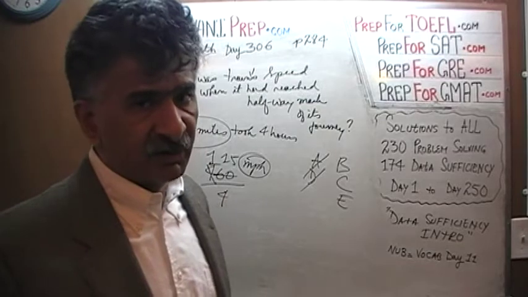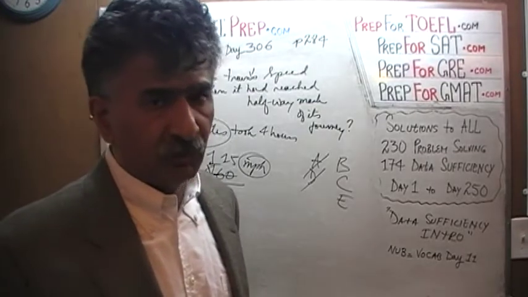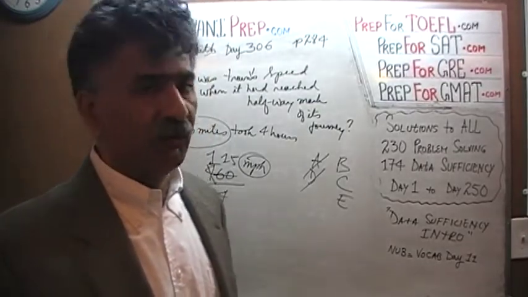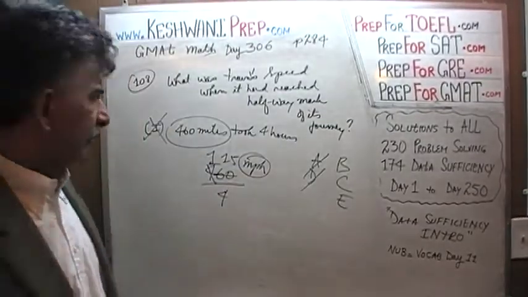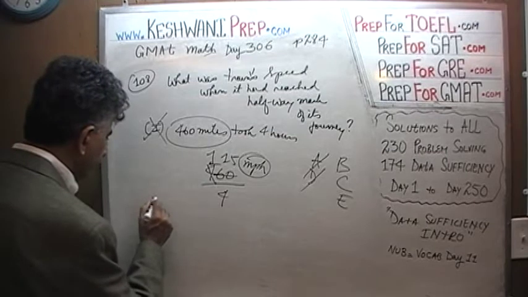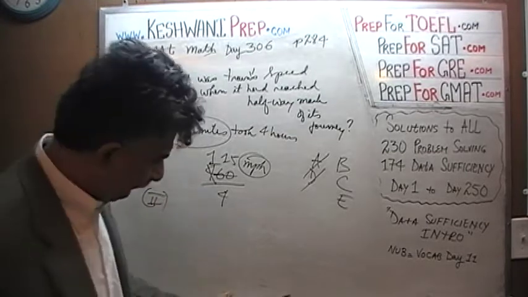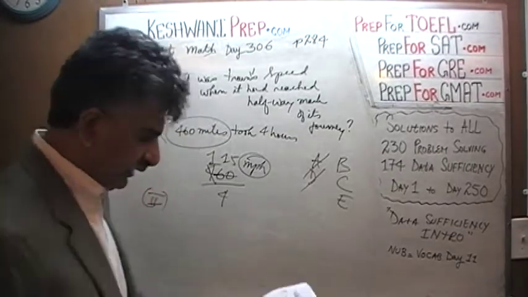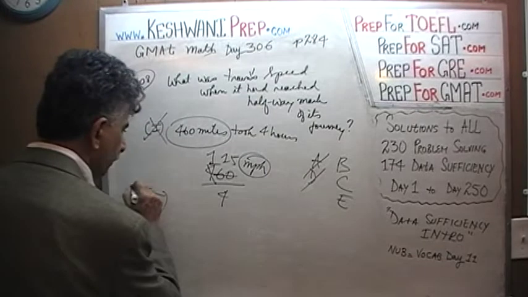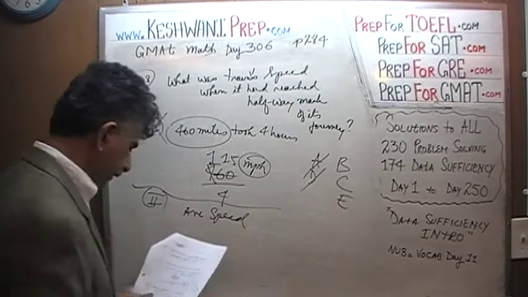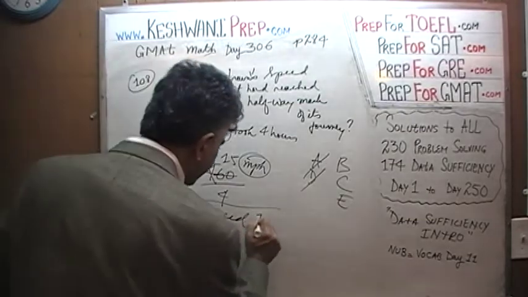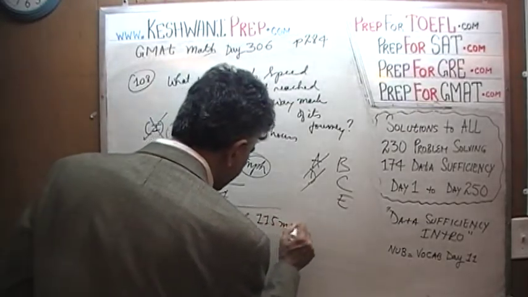So once you establish the second statement by itself is also of no use, then the answer would have to be E. We wouldn't waste our time putting them together because it's useless information. Let's look at the second statement. The second statement tells us that the average speed, well, what do you know? Average speed over the entire journey was 115 miles per hour.